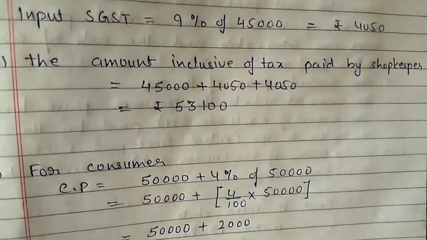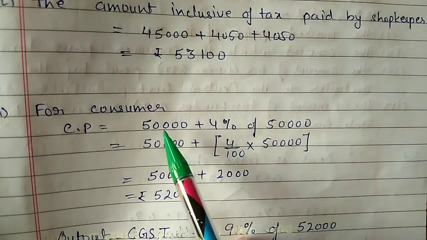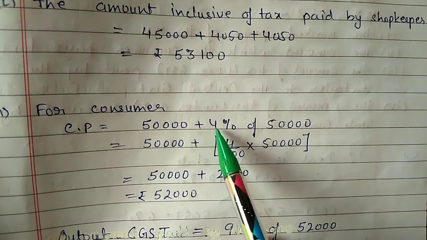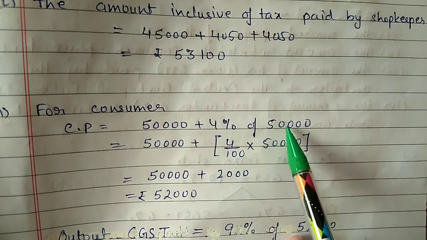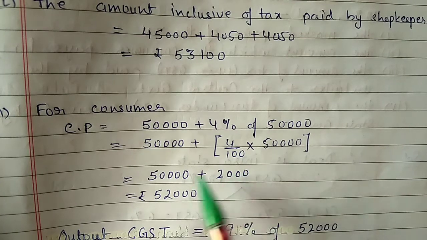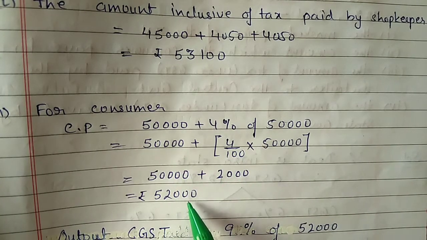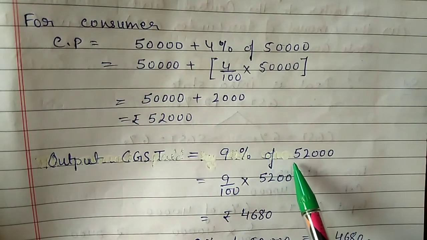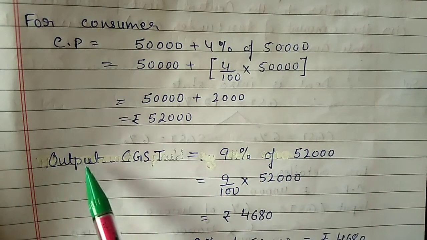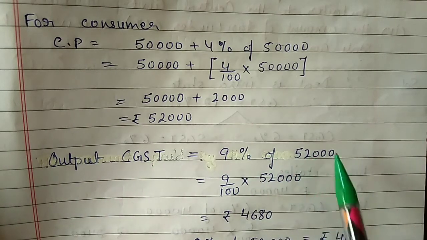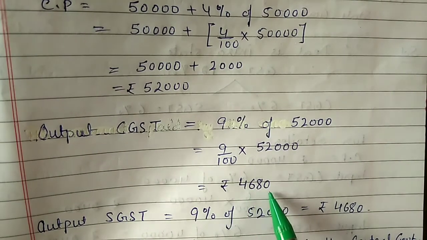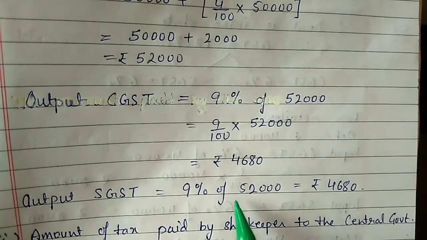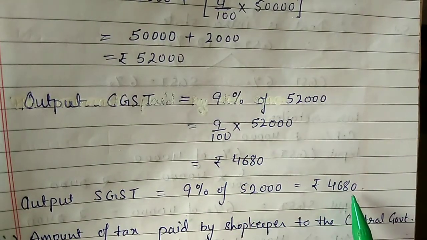Second part, for the consumer. The consumer has purchased this article at 4% above the marked price. Marked price is 50,000, and 4% above means 4% of 50,000, which is 2,000 rupees. It means the consumer is paying 52,000 for this article. So the consumer will pay 9% of 52,000 as CGST. Output CGST, 9% of 52,000, equals 4,680 rupees. Output SGST will also be 9% of 52,000, equal to 4,680 rupees.